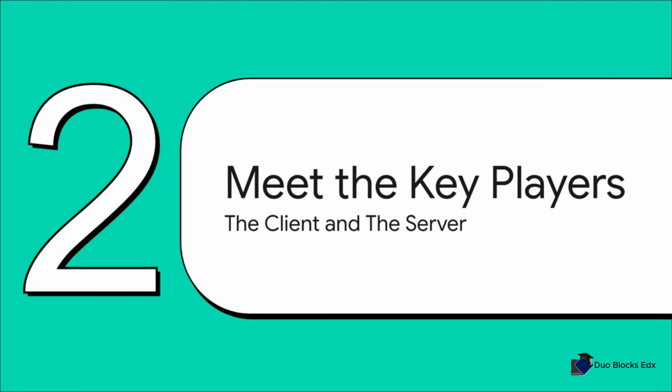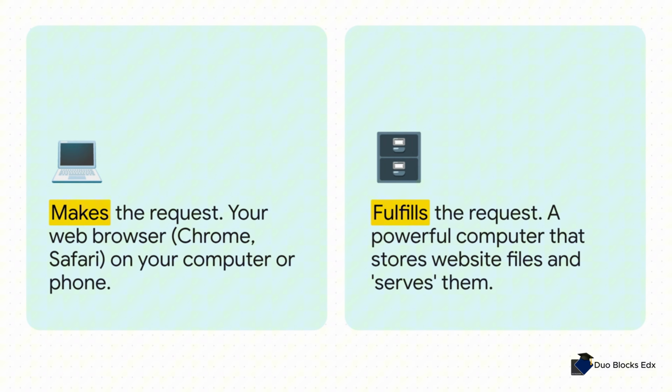Okay, so every single thing you do online, from watching this to checking your email, it all boils down to a simple conversation between two key players. So let's meet them. On one side, you have the client. Now that's just a fancy word for your web browser. You know, Chrome, Safari, whatever you're using right now. Its job is to ask for stuff.